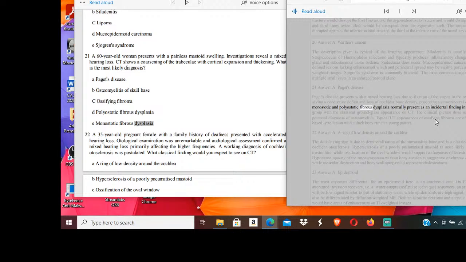Both monostotic and polyostotic fibrous dysplasia normally present as an incidental finding in a young age group with a classical ground glass appearance on CT. The clinical picture does not fit with a potential diagnosis of osteomyelitis. Typical CT appearances of ossifying fibroma are of a cortically based lytic lesion with a thick bony rim in a young patient.